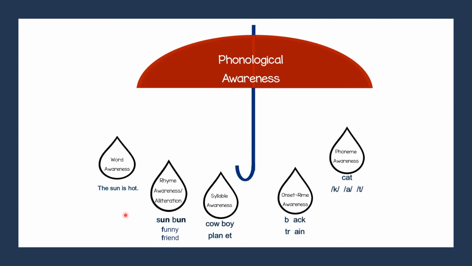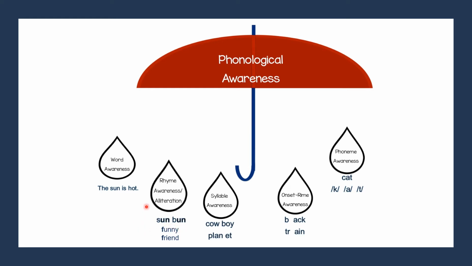Then we move on to rhyme awareness and alliteration. So let's talk about rhyme awareness first. So when we talk about the rhyme, we're talking about the vowel and what comes after. So in sun, the rhyme would be un, and in bun, the rhyme also is un. So we would say that these words rhyme, sun and bun, because they have the same rhyme unit.